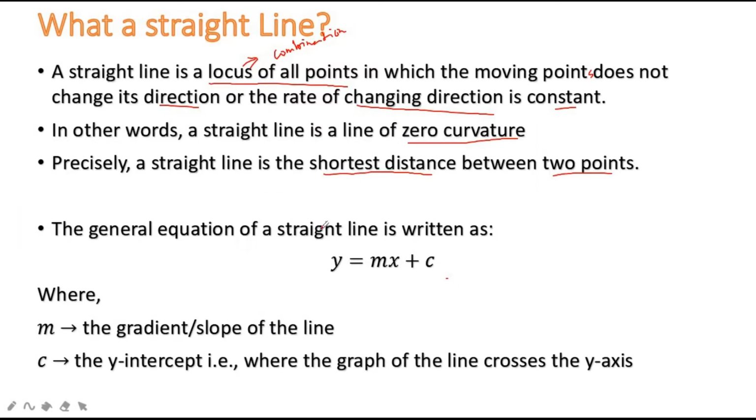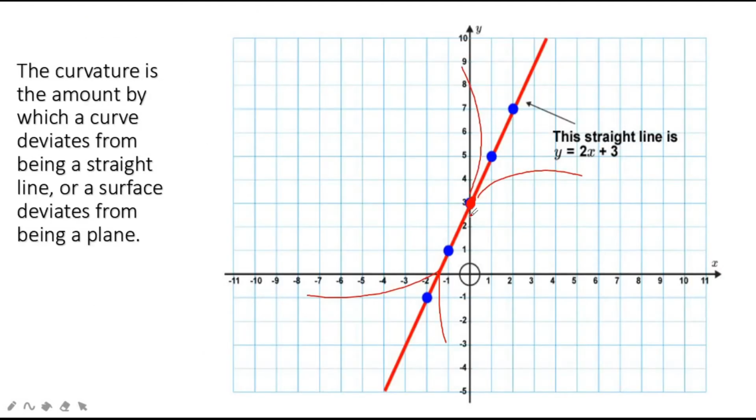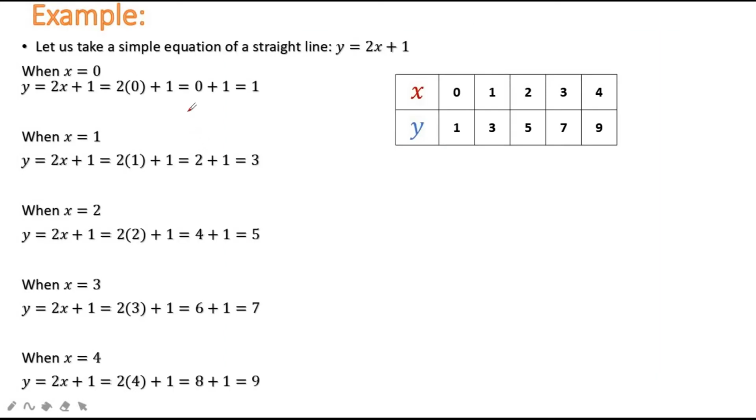The general equation of a straight line is written as y equals mx plus c. Here m is the gradient, or the slope, of the straight line, and c is the y-intercept, that is, where the graph of the line crosses the y-axis. In this case, the y-intercept is at this point where the graph of the line intersects the y-axis at y equals 3.